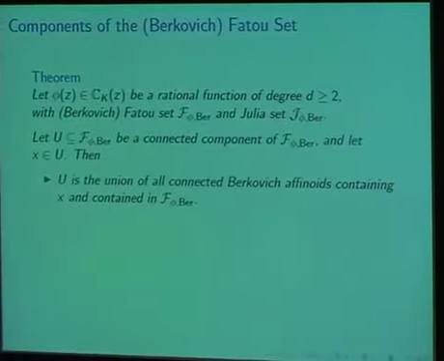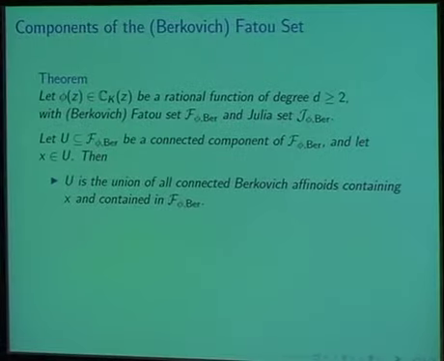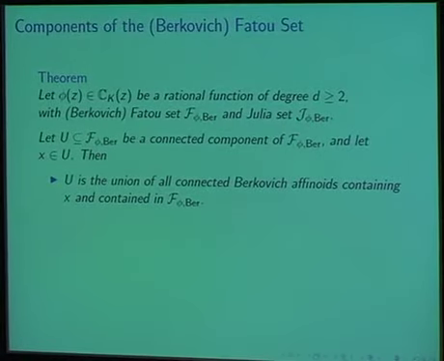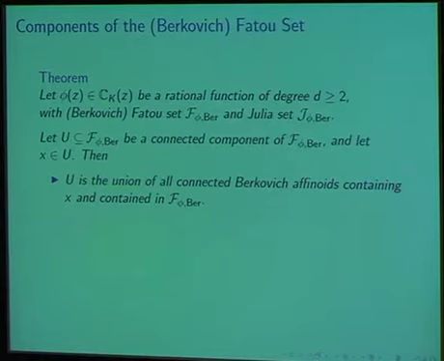So take a connected component of the Fatou set, take a point in it. It turns out that U is the union of all connected Berkovich affinoids containing that point contained in the Fatou set. So what does that mean? Remember that the Berkovich Fatou set is the set of all points that have a connected Berkovich affinoid neighborhood that is dynamically stable. A set U is dynamically stable when you take the union of all of its forward iterates, you still miss a lot of P1.